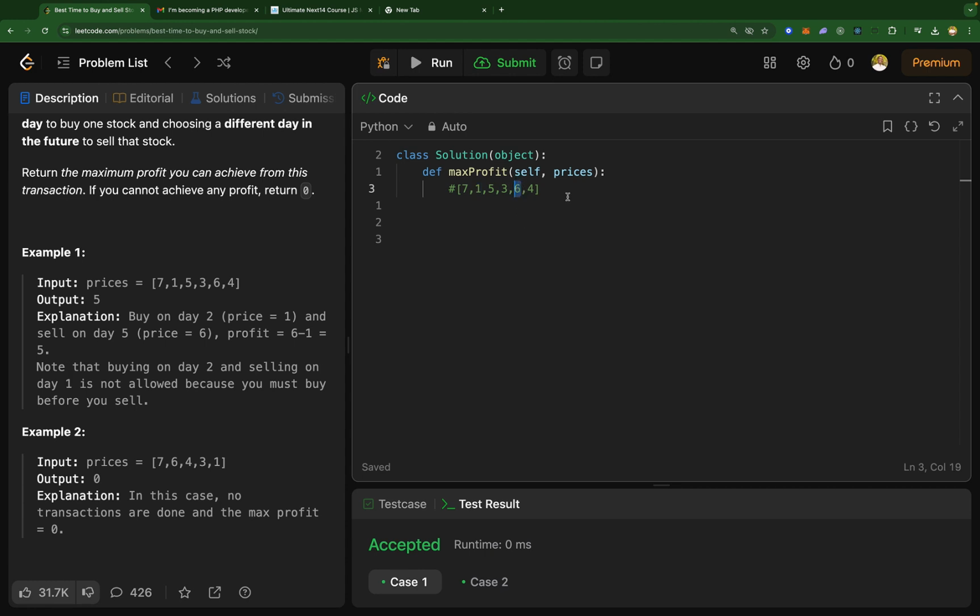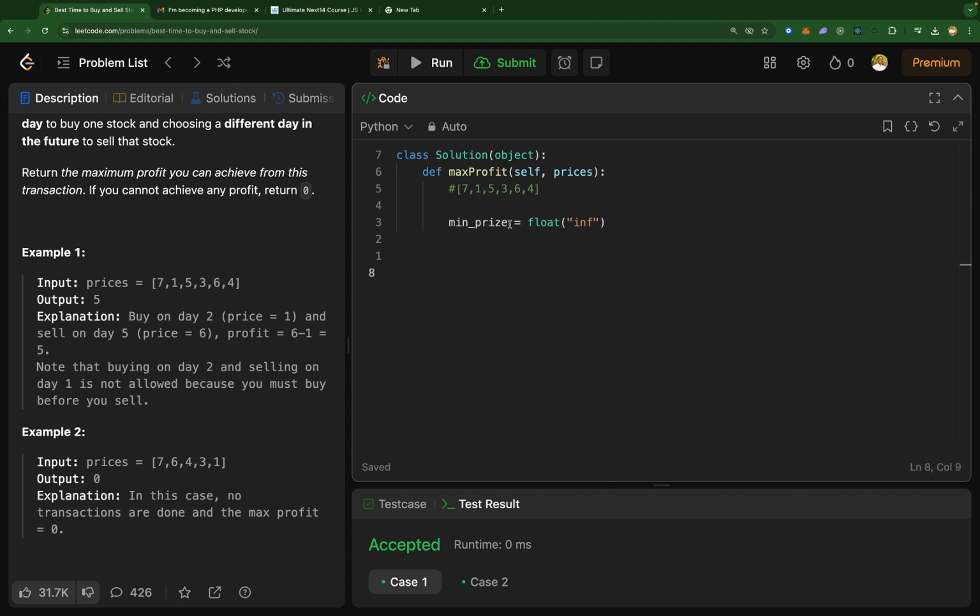So let's see how we're going to handle this. One, we need to have a variable that is going to hold our minimum price when you're going to buy it. Min price when you're going to buy. And for us to have the minimum price, we are going to have a float of infinity. So this is the maximum value that you're going to have in Python.